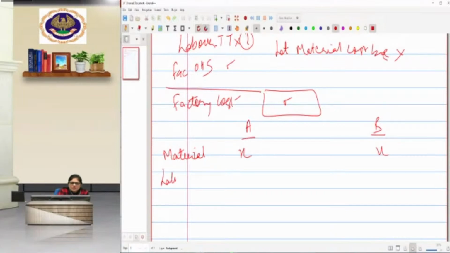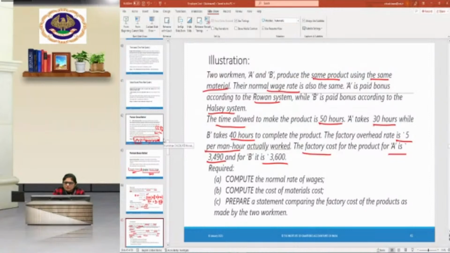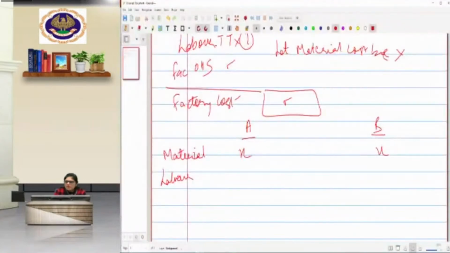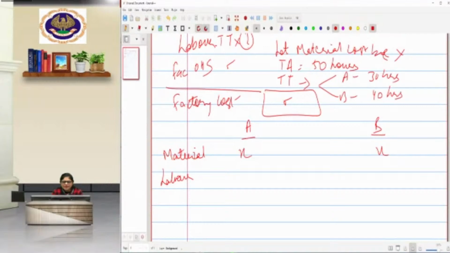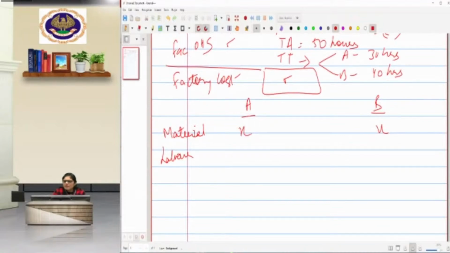Now comes the labor cost. Going back to the question, the time allowed is 50 hours, the time taken is 30 hours and 40 hours, and the factory costs are 3490 and 3600. So I'm going to write: time allowed is 50 hours; time taken, A 30 hours and B 40 hours. Now, how are we going to calculate the labor?